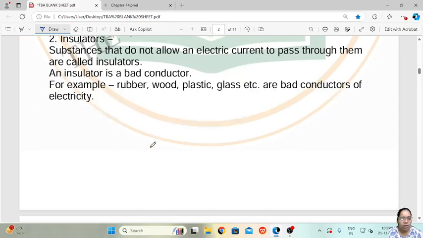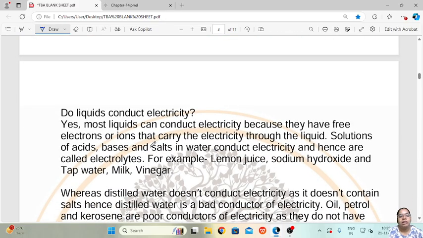So do liquids conduct electricity? Now we have seen that metals, that are solids, conduct electricity. Is it the same with liquids? Yes, most liquids can conduct electricity because they have free electrons or ions that carry the electricity through the liquid. Solutions of acids, bases and salts in water conduct electricity and hence are called electrolytes. For example, lemon juice, sodium hydroxide, tap water, milk, vinegar. These are the substances which allow the electrons to move freely in them.